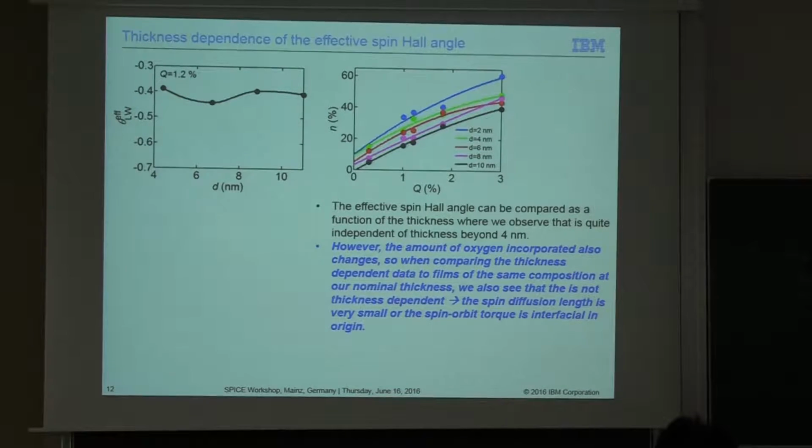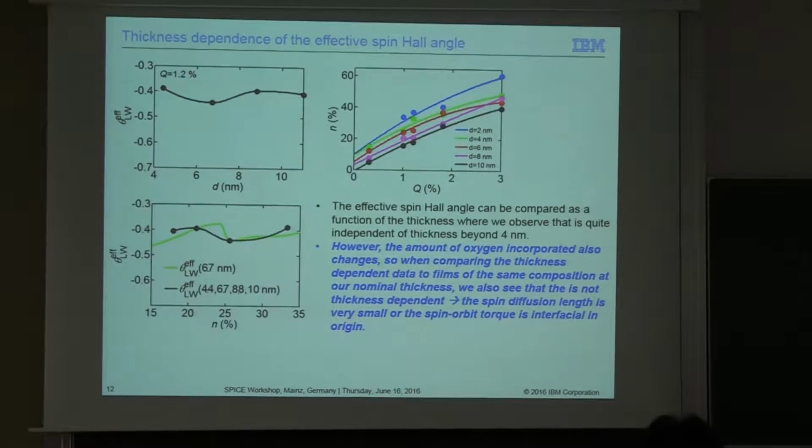thickness dependent. So if you take this into account, namely the amount of oxygen content change in your film, and consider that for films of different thicknesses, then you can also see from this that the spin Hall angle is not changing as significantly with thickness. However, this is not a proof that our effect is actually interfacial in origin, because one can also say that this is due to the fact that you have a very short spin diffusion length. You would also see a similar trend in our data.